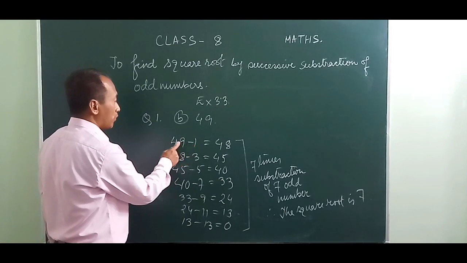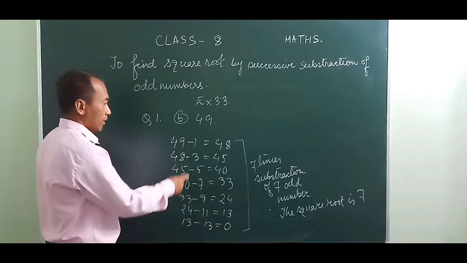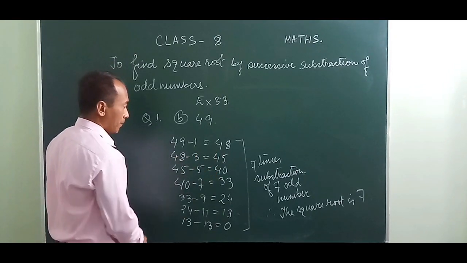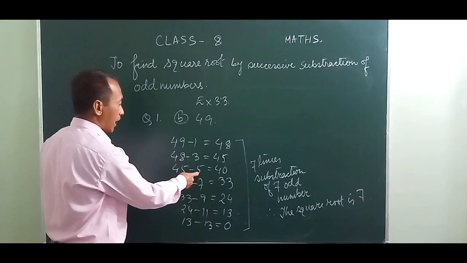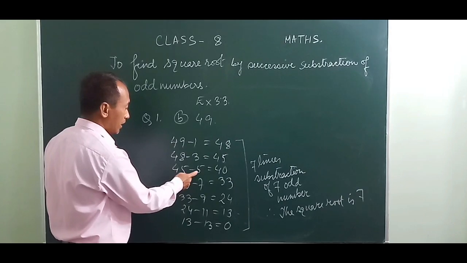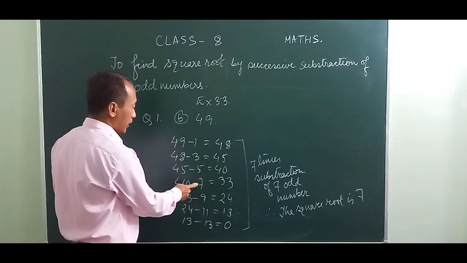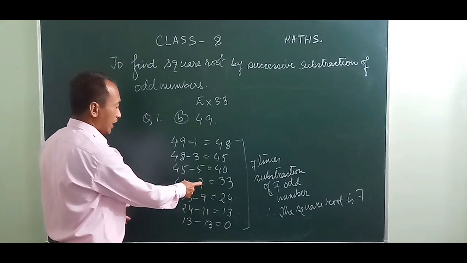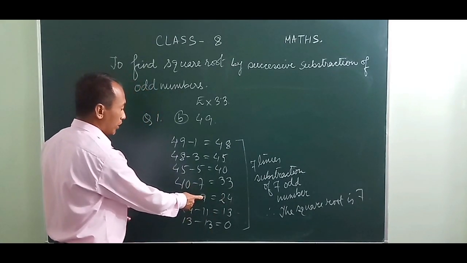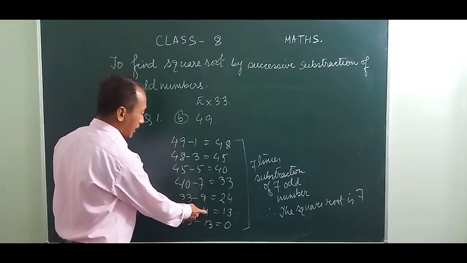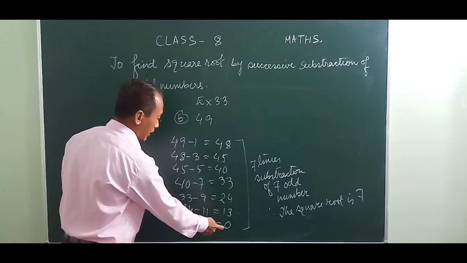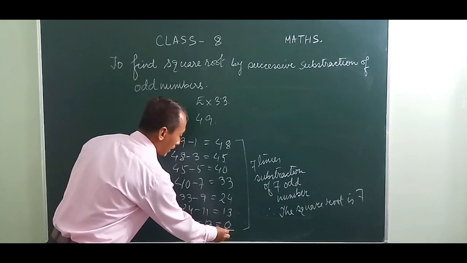First odd number is 1, 49 minus 1 is 48. The next odd number after 1 is 3, 48 minus 3 is 45. The next odd number after 3 is 5, 45 minus 5 is 40. Then the next odd number after 5 is 7, 40 minus 7 is 33. The next odd number is 9, 33 minus 9 is 24. The next is 11, 24 minus 11 is 13. The next is 13, 13 minus 13 is 0. So here the ending number is 0.